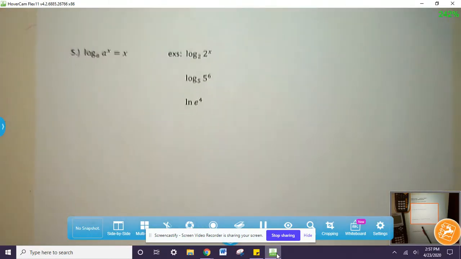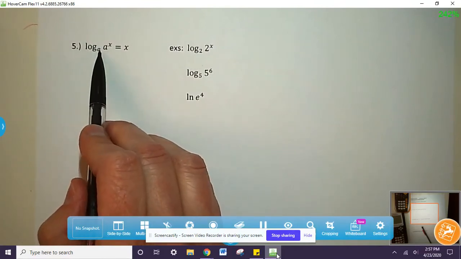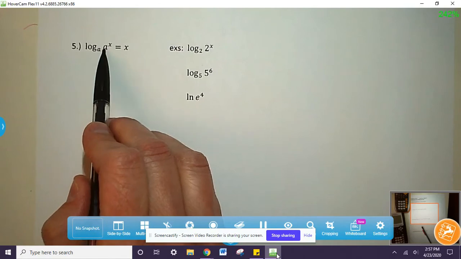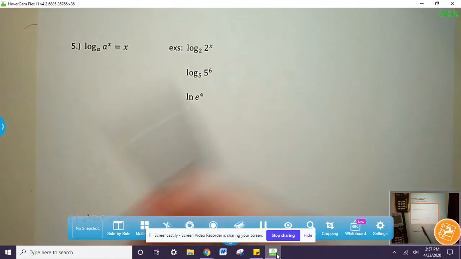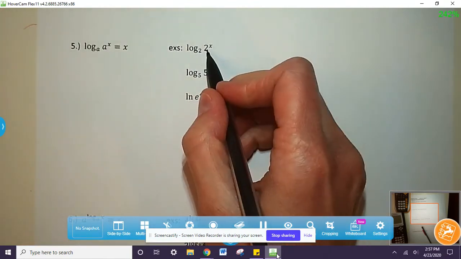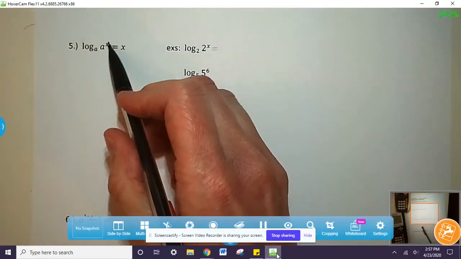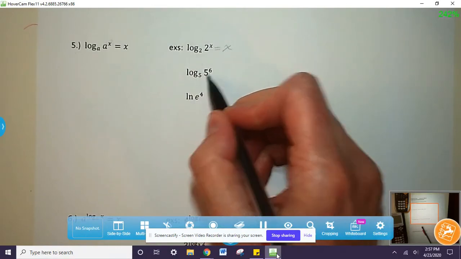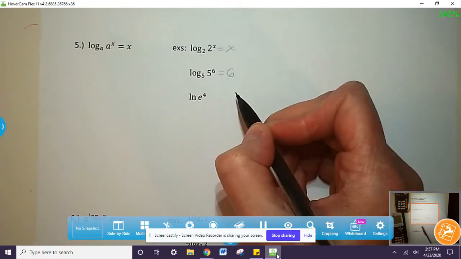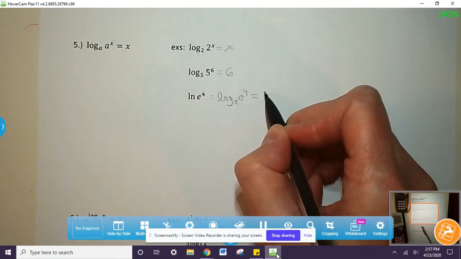Okay, here's our next property. If you have a log where you have a base and the expression inside is the same base but raised to a power, basically everything's going to cross out and just leave you with whatever that power was. So here are some examples. See how that base matches the base for the expression inside? Everything's going to cross out and leave you with that exponent. This one as well, because natural log is log base e. You can just end up with a 4 there.